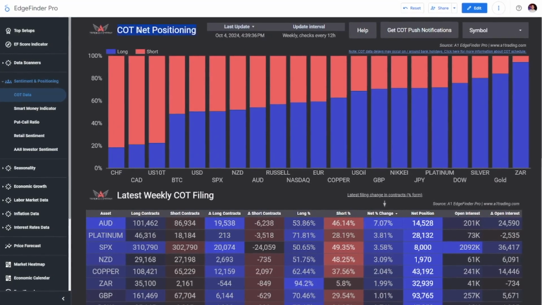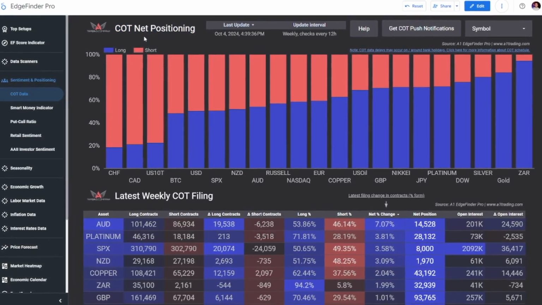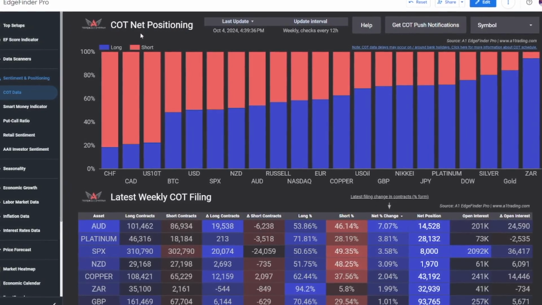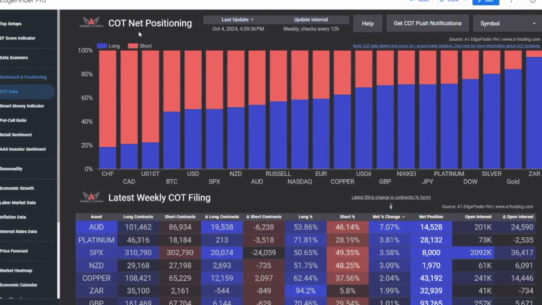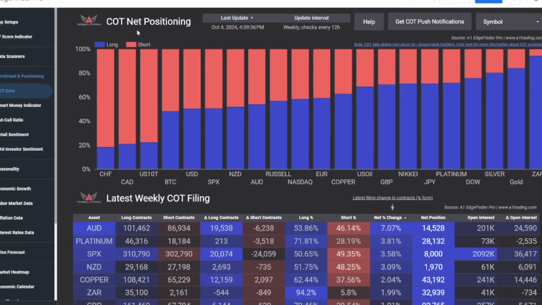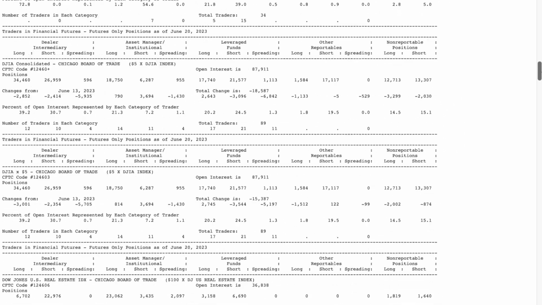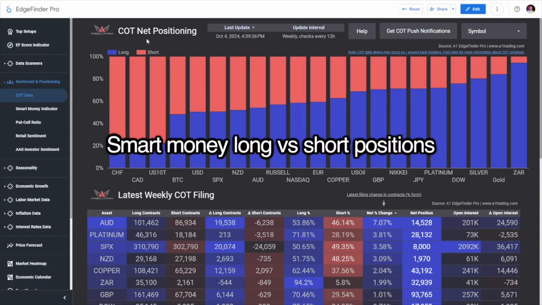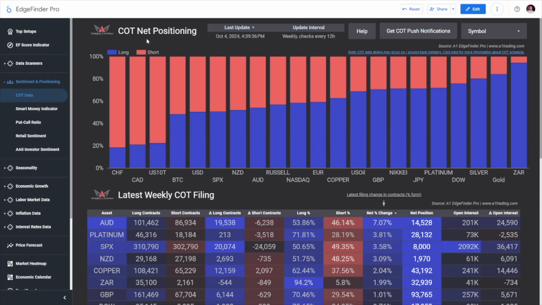The COT's net positioning section of this tool will show us the overall long relative to short positioning that institutional money, specifically non-commercials from the Commitment of Traders report, are holding. And again, that may sound like a lot, but a simpler way of saying it is basically these are smart money long versus short positions that are filed to the CFTC each week. And it could be a very useful report to get an idea of the buys and sells and positioning of institutional money.